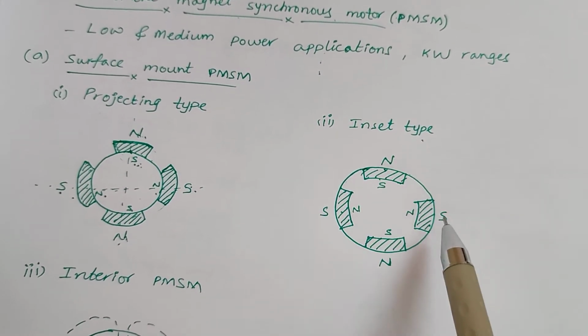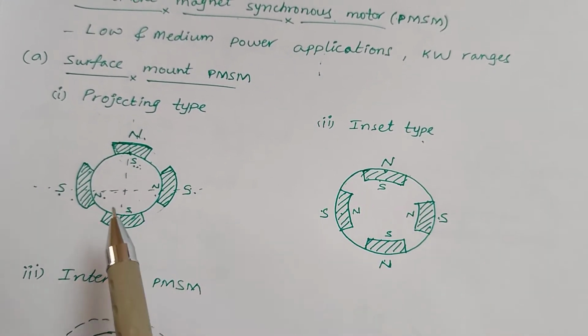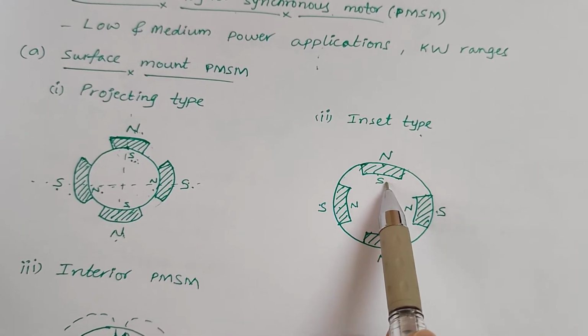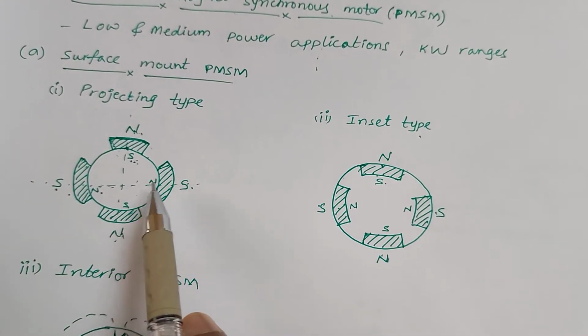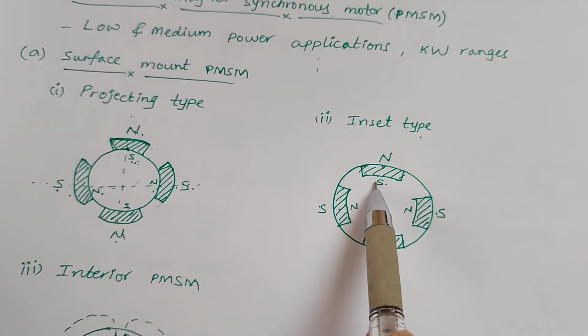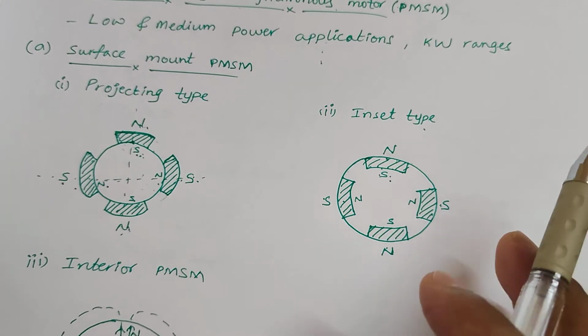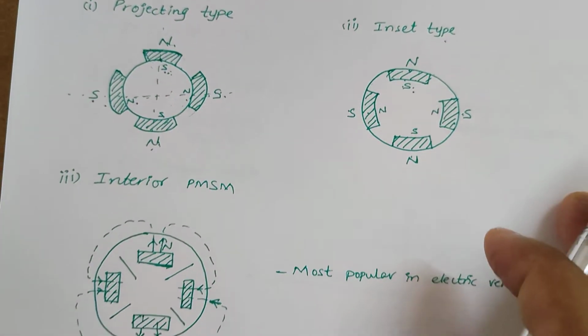So again north pole, south pole, north pole, south pole, like in the projecting type. Here we are keeping the magnets inside the rotor, there outside the rotor. We are projecting outside the rotor there, and here we are projecting inside the rotor. So that's why it is called the inset type rotor.